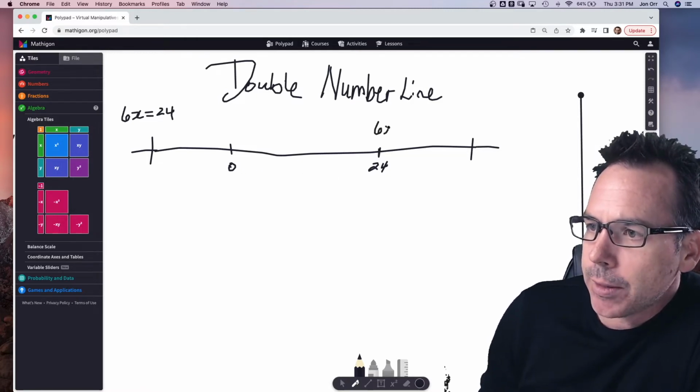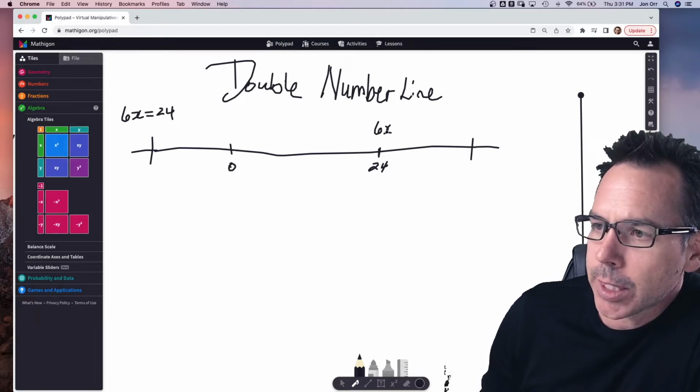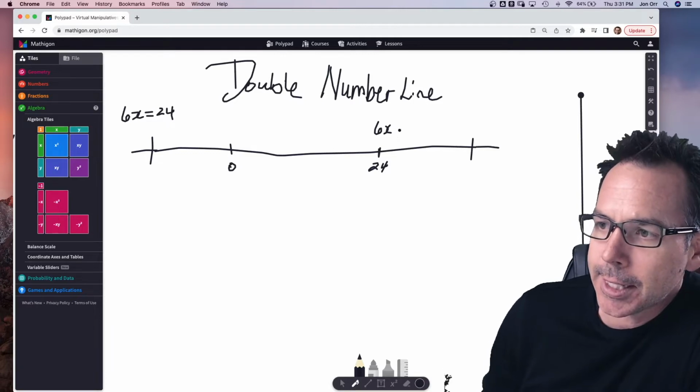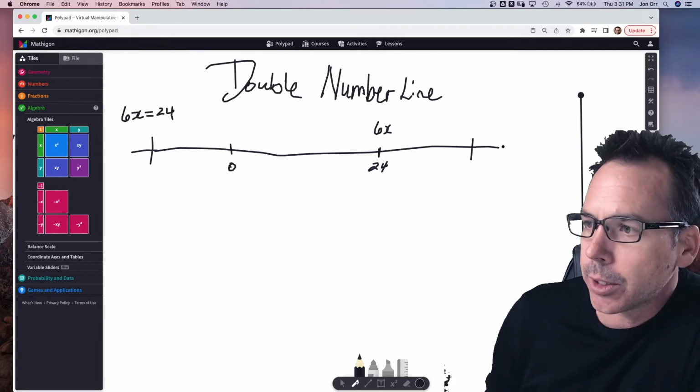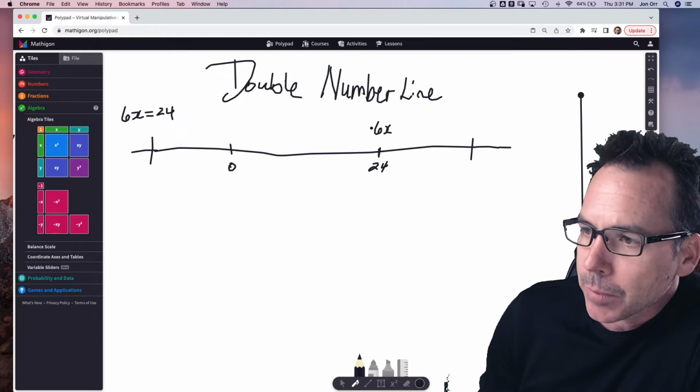And then I have this equivalency that up on the top of the number line, I have this relationship between 6x and 24. So for every 6x, 6 times this unknown number, I get 24 units. Okay, so we've got this.